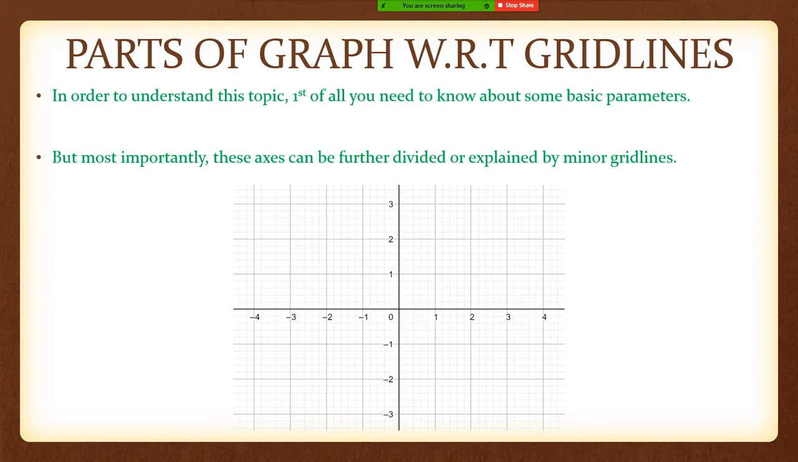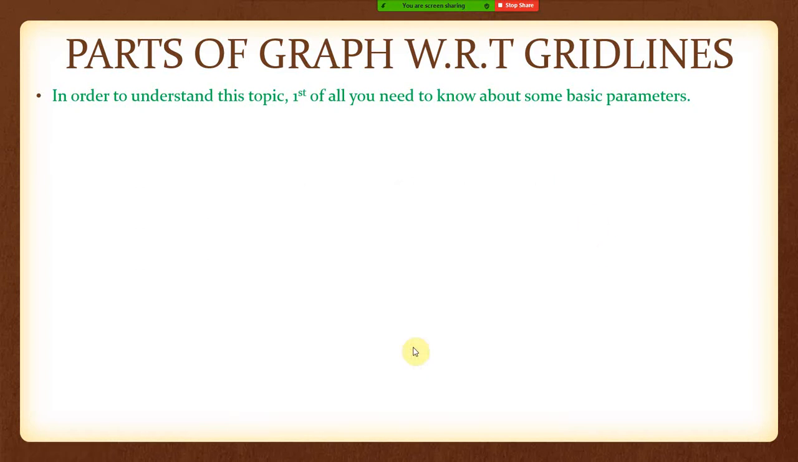So in order to discuss a graph, we must have three parameters. One, we can represent a graph only by the axes. Then we can represent the graph by the major grid lines. But in order to get the most accurate and appropriate values, we must have minor grid lines in our graph, like shown on the screen. Moving ahead.